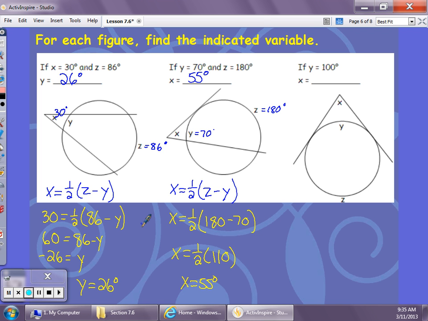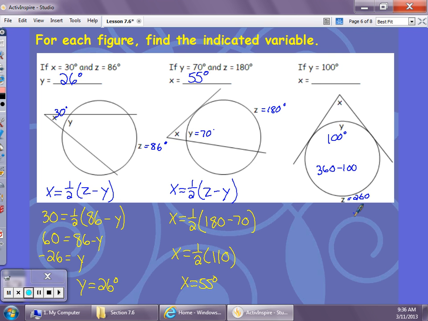So let's take a look at the last example, which is an angle formed by two tangents that's outside the circle. So in this case, the only information that they've given us is the value for y, which is 100 degrees. So if we use what we know about circles, we know that a circle contains 360 degrees. So if y is 100, z must be the remainder of that. So if we take 360 minus 100, we actually know that the value for z is going to be 260.